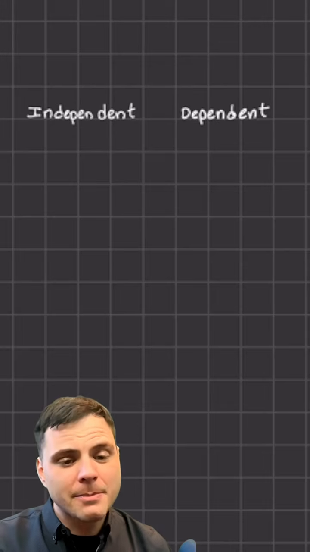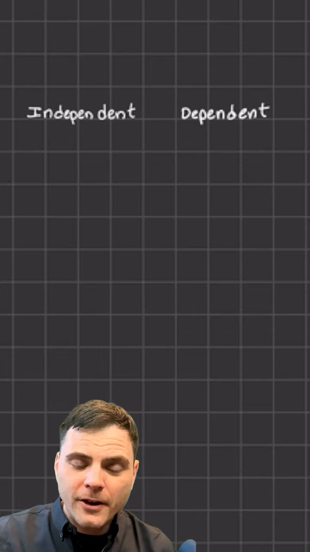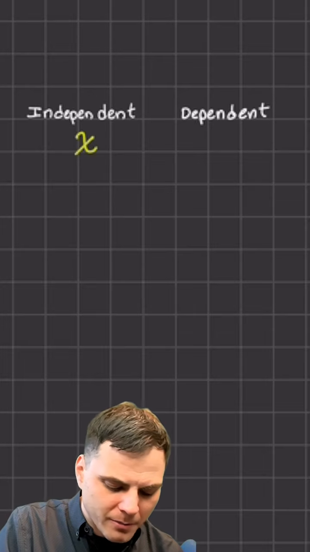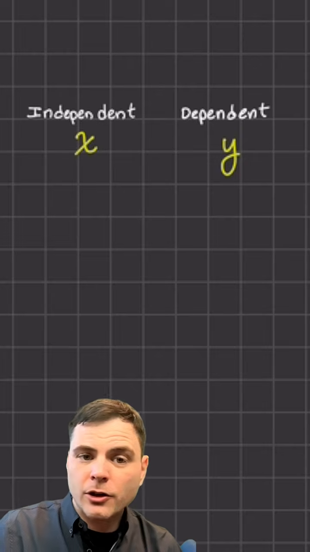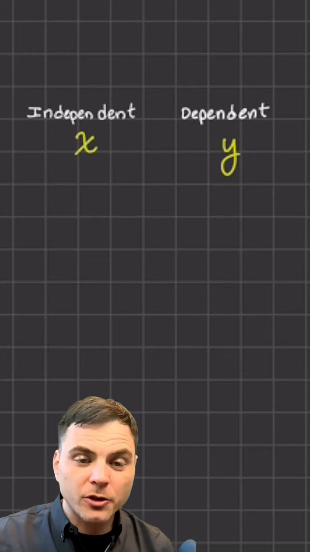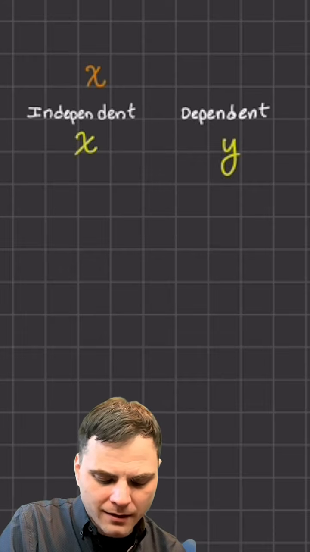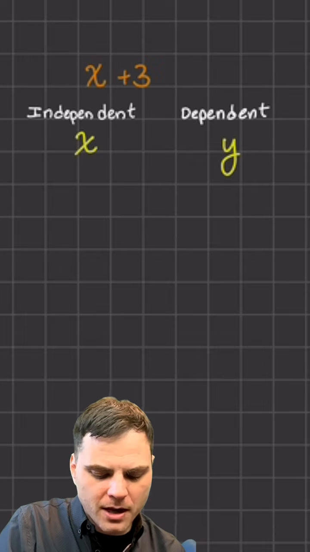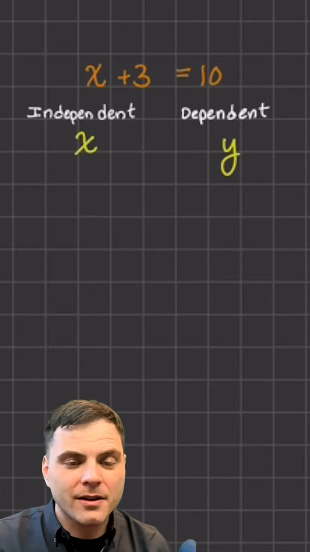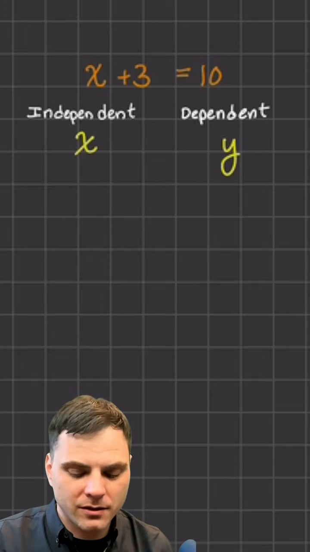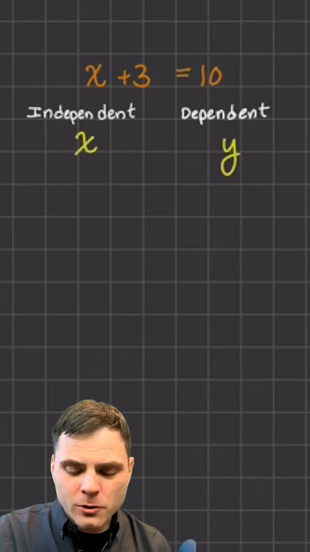Let's talk about independent and dependent variables. Well, first off, a variable to review is usually some letter that represents a number. And early on, when we started with variables, we were often solving for those variables, meaning if I had x plus 3 equals 10, I would have to have x equaling 7 for this to make sense. But what if we have two variables?